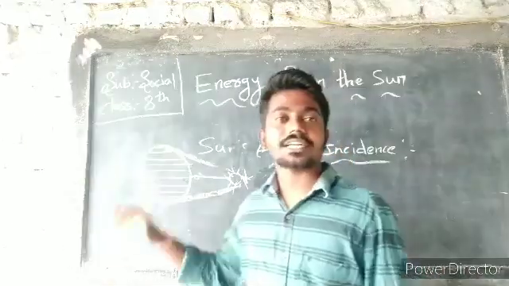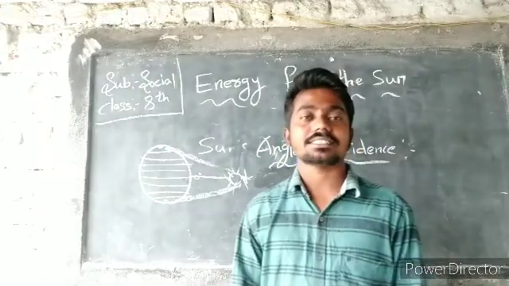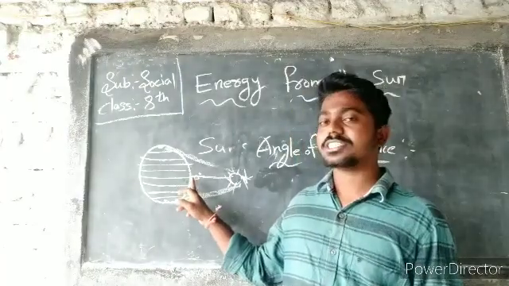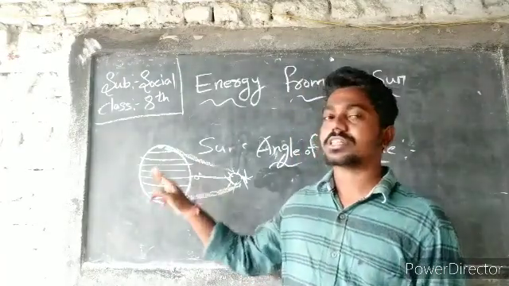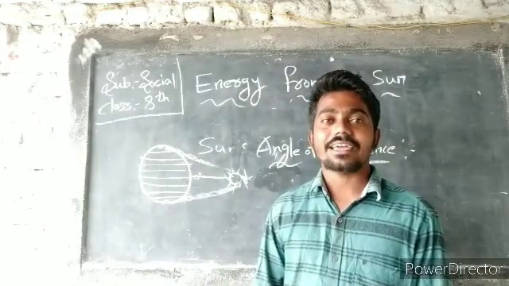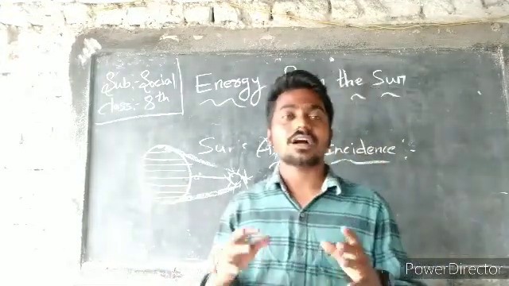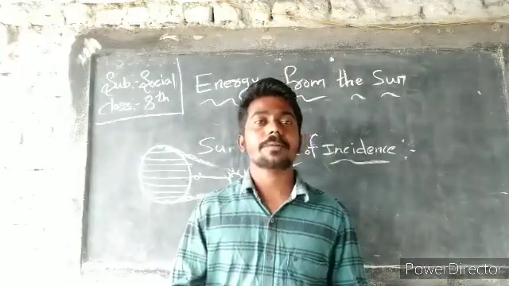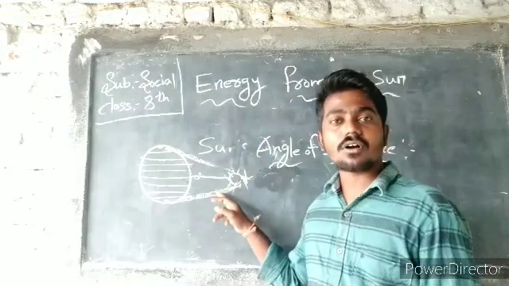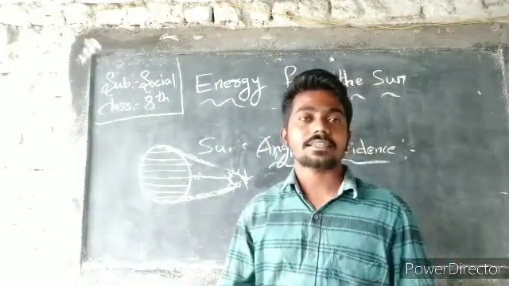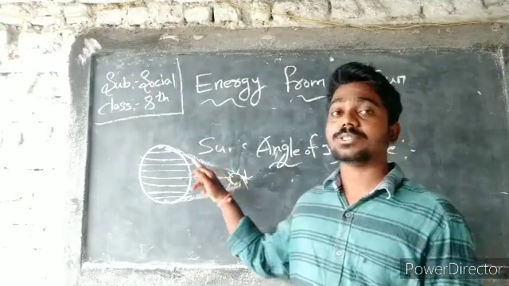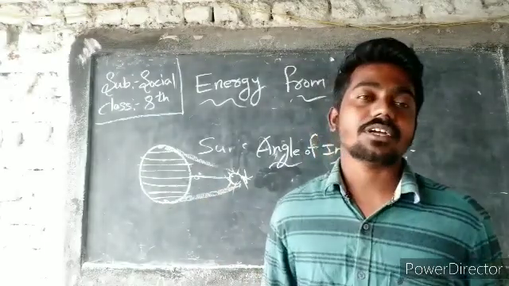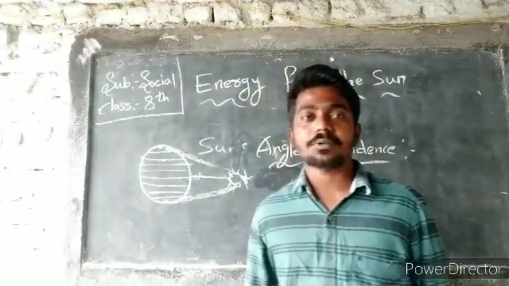What I told: sun rays fall on the surface of the earth, but on the equator they cover a short distance, a short area, while near the poles they cover a long area. That is why near the equator we have a lot more temperature than at the poles. I told about the angle of incidence. What is meant by angle of incidence? If the sun rays fall at 90 degrees on the equator, then they fall slantingly towards the poles. This is called angle of incidence.